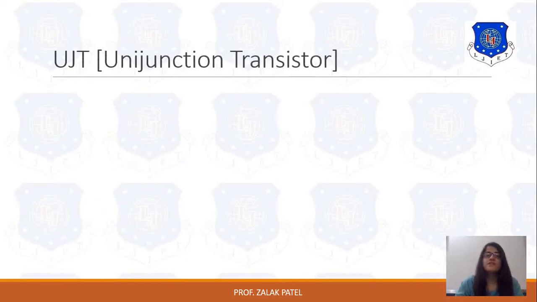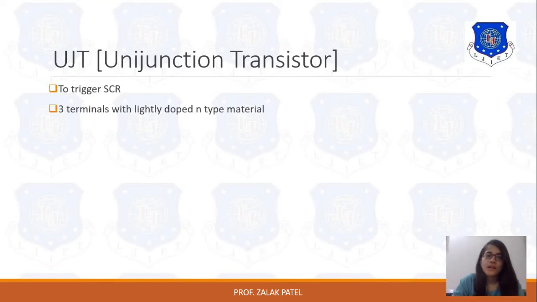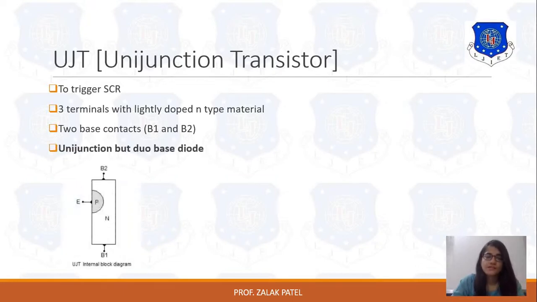First of all, as we discussed about the UJT in the last lecture, UJT is a unijunction transistor. It is mainly used to trigger the silicon control rectifier. It has 3 terminals with lightly doped N-type material and 2 base contacts like this. Here in the figure you can see the emitter and 2 base contacts with one PN junction.